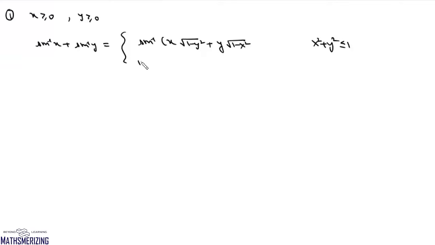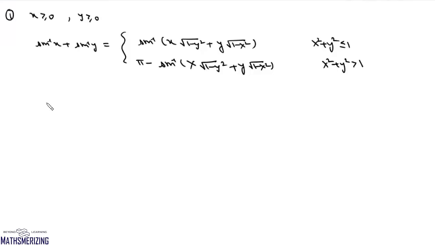and it'll be equal to pi minus sin inverse of x into under root 1 minus y square plus y into under root 1 minus x square if x square plus y square is greater than 1. Now when I look at this x into under root 1 minus y square plus y into under root 1 minus x square, it reminds me of sin a cos b and cos a sin b.